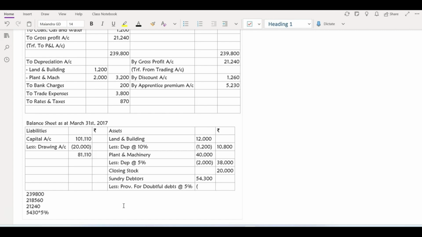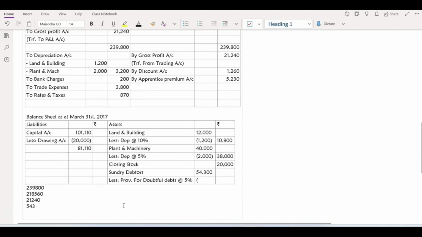Now 10% of 5430 will be 543, and if I want to reduce it to half, which will come as 5%, so 2 2s are 4, 2 7s are 14. Sorry, there is 5430. Yes, now 2 2s are 4, 2 7s are 14, 2 1s are 2, and 2 5s are 10. So 2715 will be our answer.